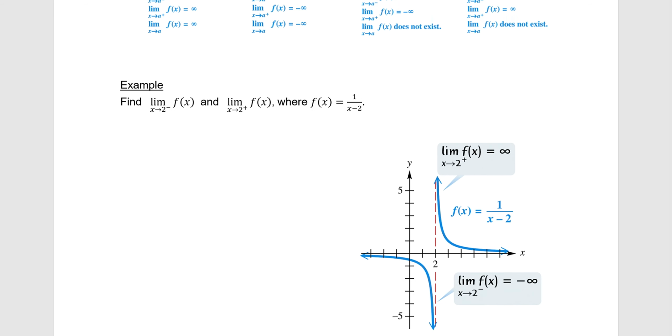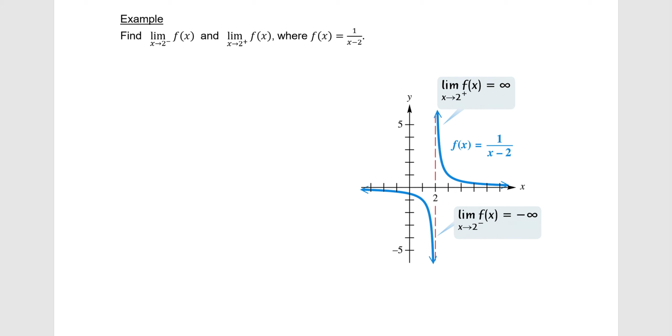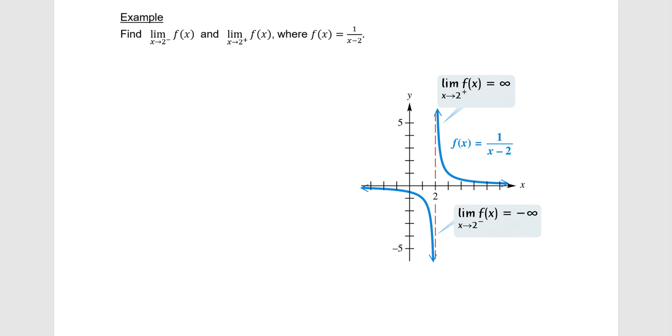So let's go ahead and see this example. Let's find the limit of f of x as x approaches 2 from the left and as x approaches 2 from the right, where f of x is 1 over x minus 2. We're given a graph for this question, which makes this a lot easier. On the next question, it's going to be very similar, except we will not have a graph.